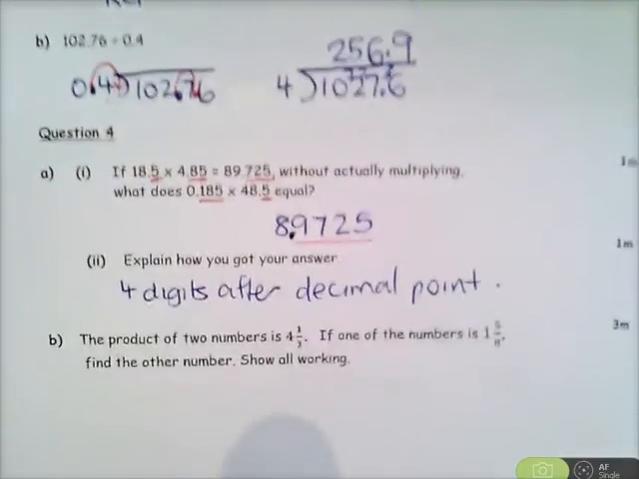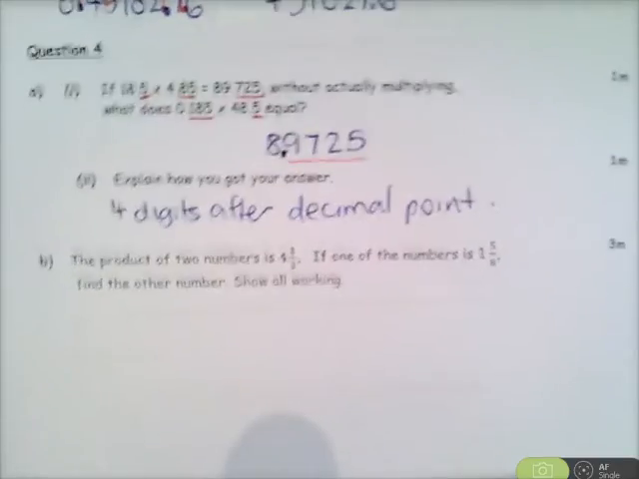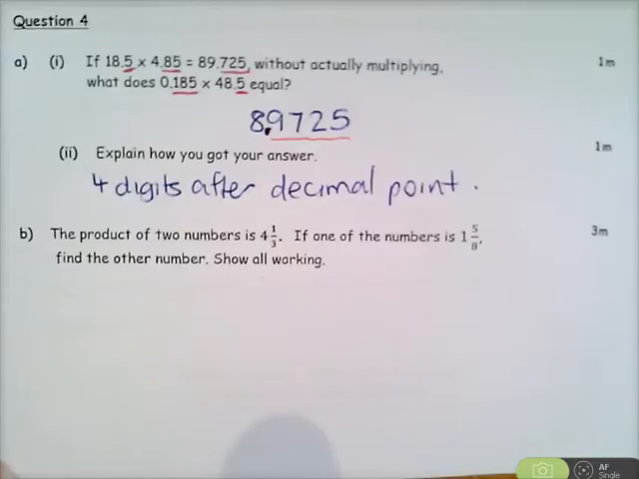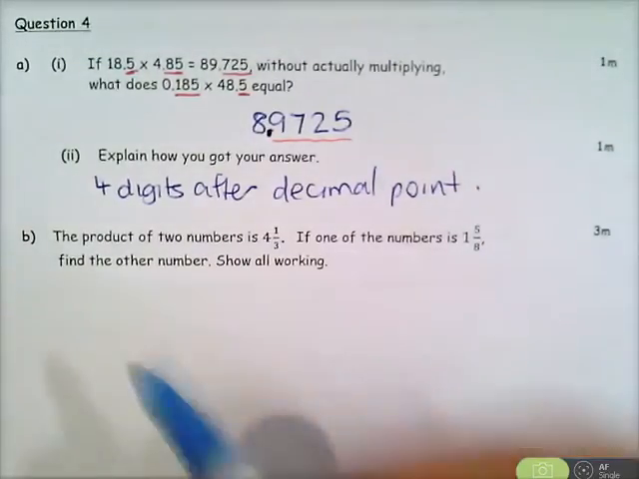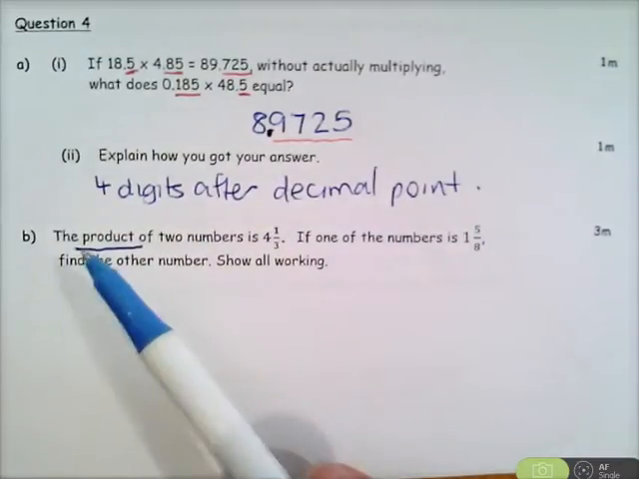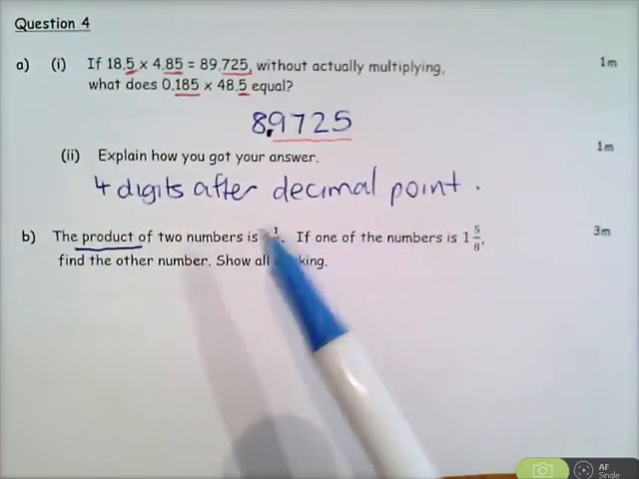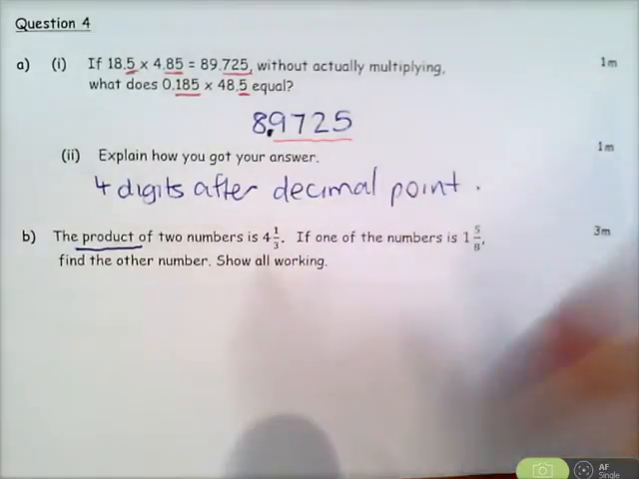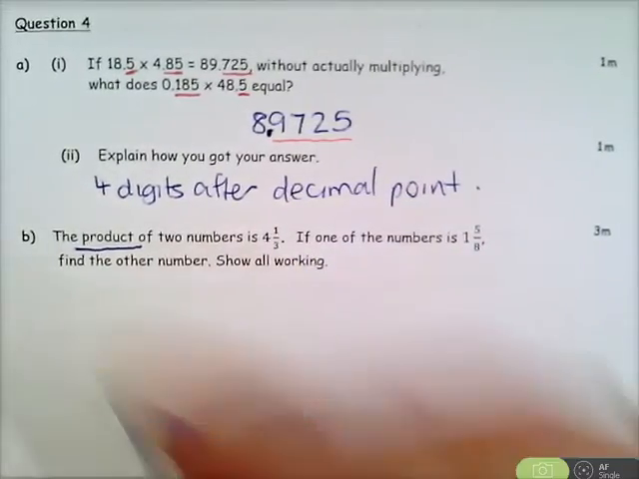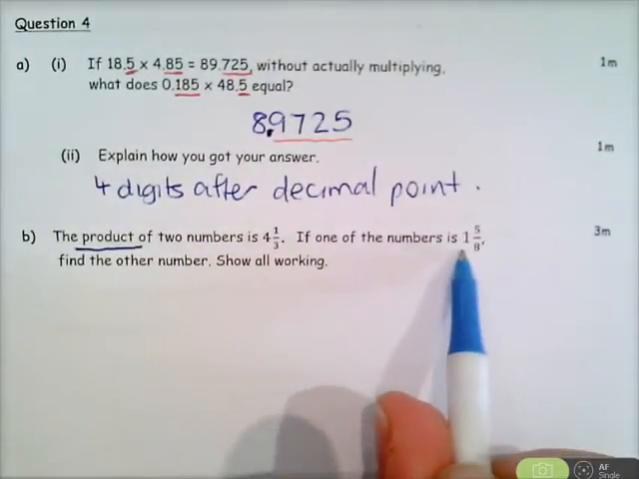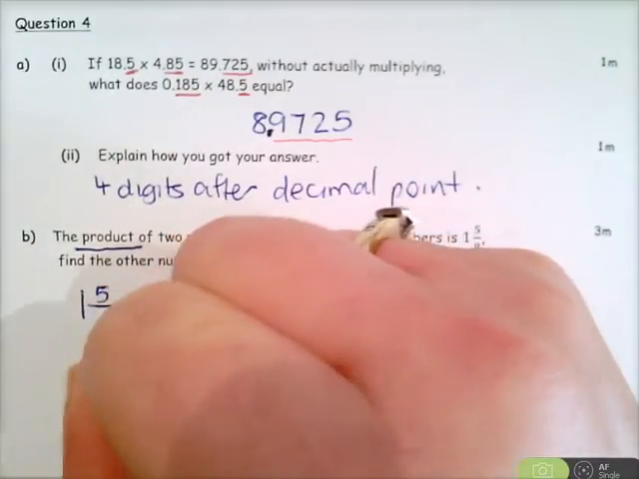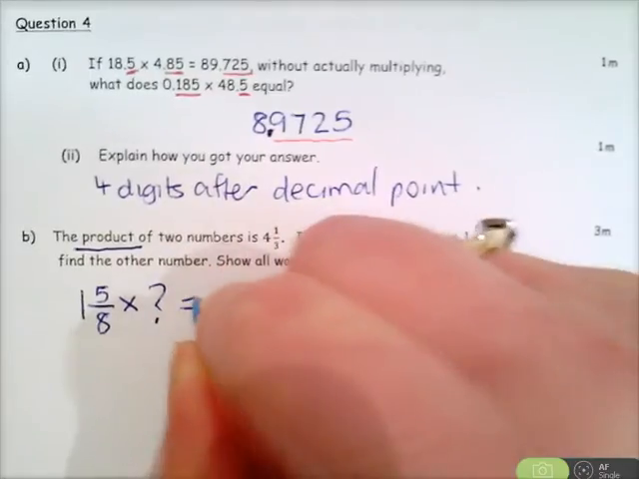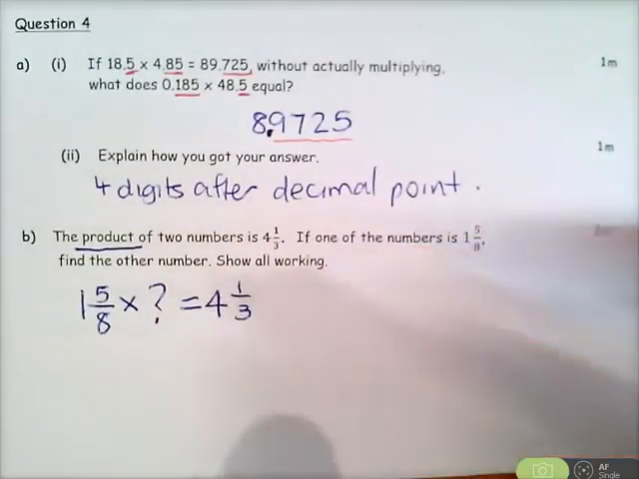Okay. Now in this next question, this is a bit of a tricky one, but I'll do it anyway. So the product of two numbers is 4 1/3. Now what this means, the product of two numbers. Product means multiply. So this is telling me if I multiply two numbers, I get 4 1/3. It's telling me that if one of the numbers is 1 5/8, find the other number. So I know that 1 5/8 times something, question mark, equals 4 1/3.